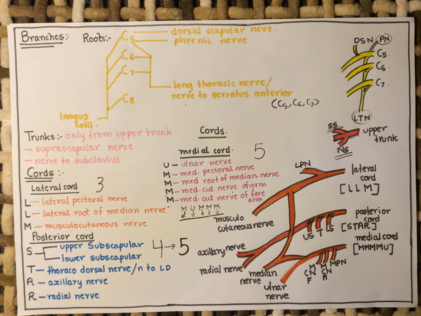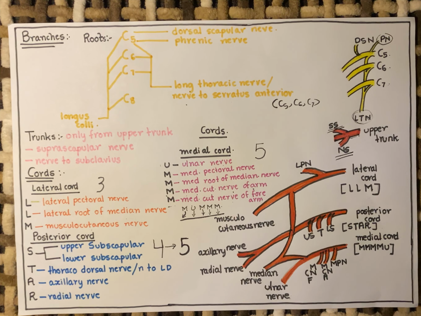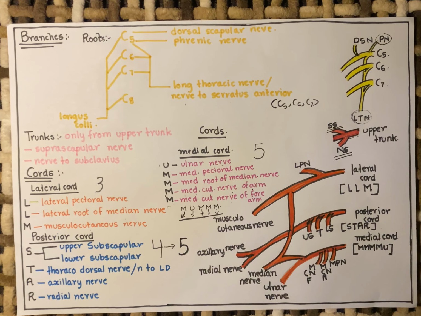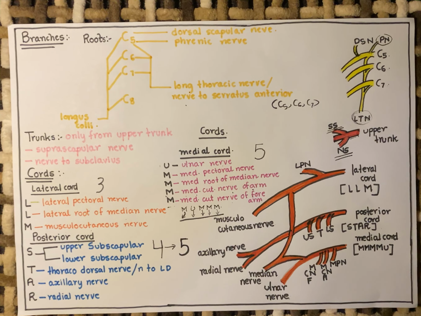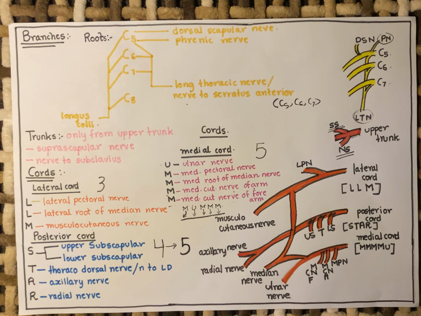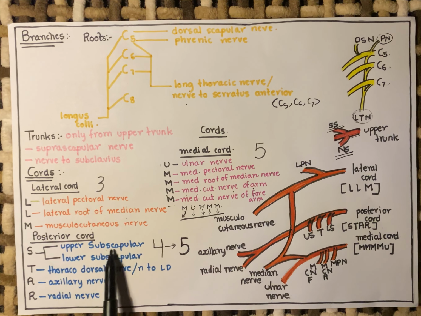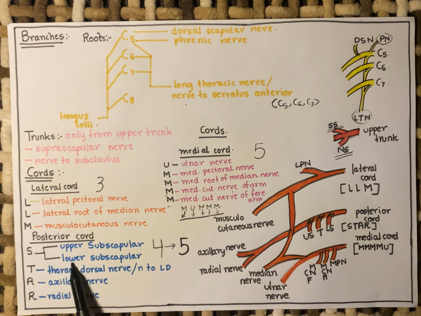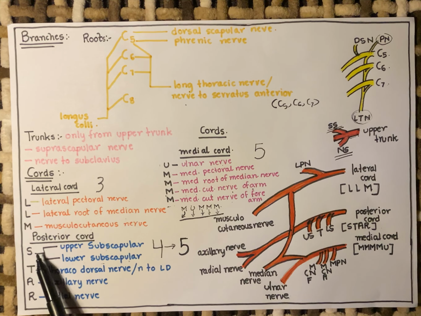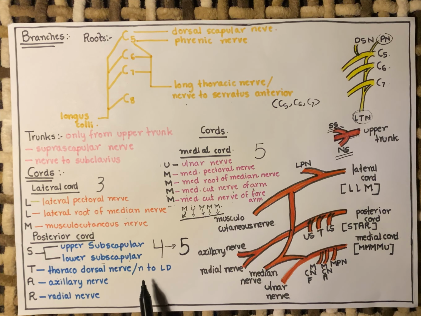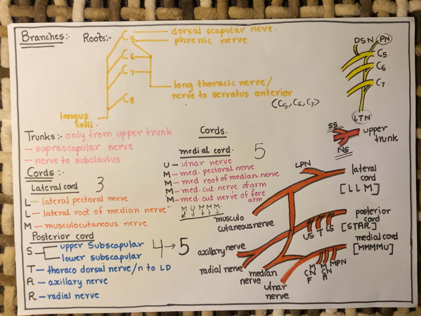Now moving on to the branches of the posterior cord. The word which you can basically use to remember the branches of the posterior cord is STAR. Here from the S, we basically have 2 branches arising. One is going to be the upper subscapular nerve and another one is the lower subscapular nerve. So S here stands for subscapular, where you have an upper subscapular and a lower subscapular nerve. Next from T, we have the thoracodorsal nerve or the nerve to latissimus dorsi. Next A here is going to stand for axillary nerve and R is going to stand for the radial nerve.